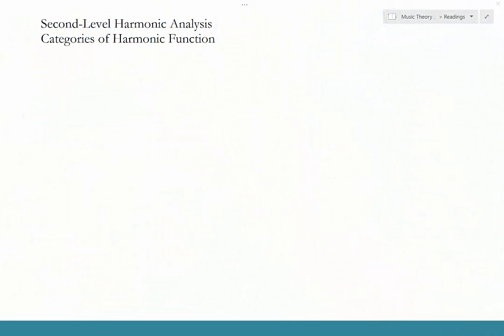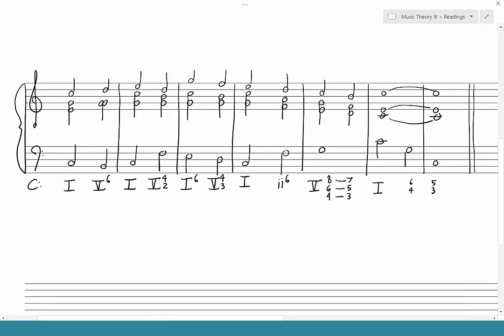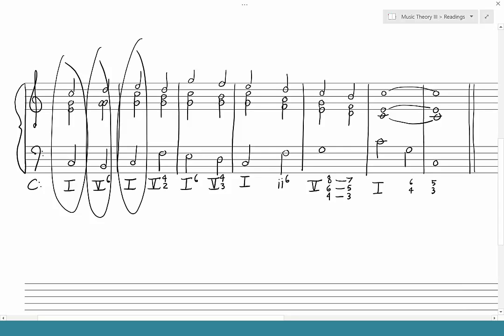Second level harmonic analysis and categories of harmonic function. Your previous training is focused on first level harmonic analysis, or surface level harmonic analysis, and it would look something like this. Here's a little chorale, and you get a Roman numeral for every chord. They're all accounted for, and they're all seemingly happening at the exact same level. Everything is being accounted for.